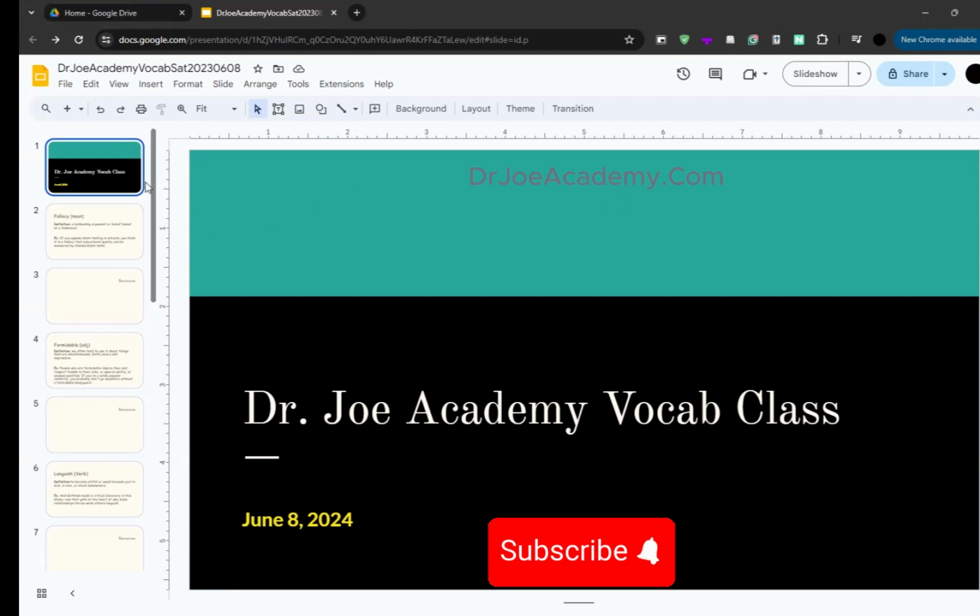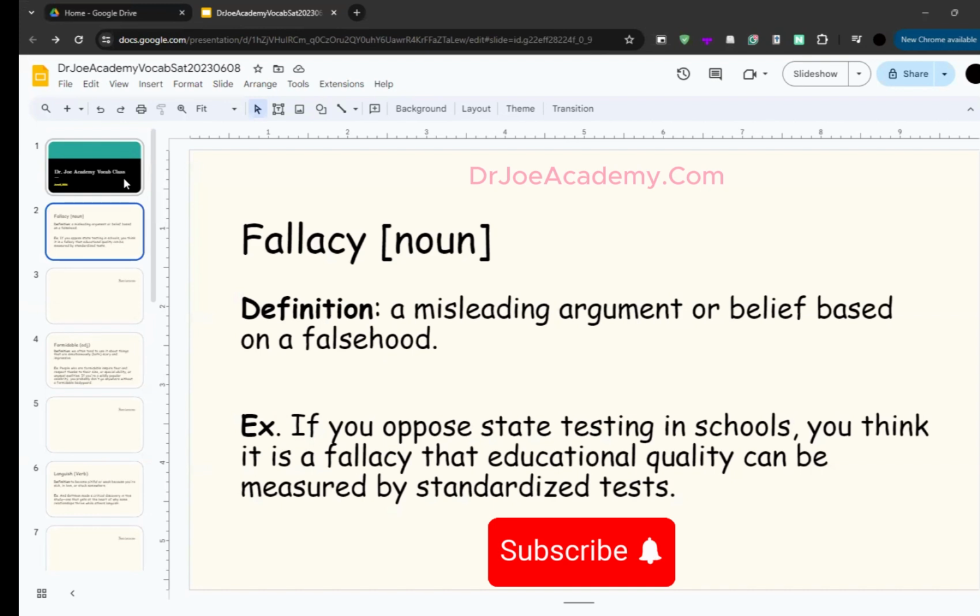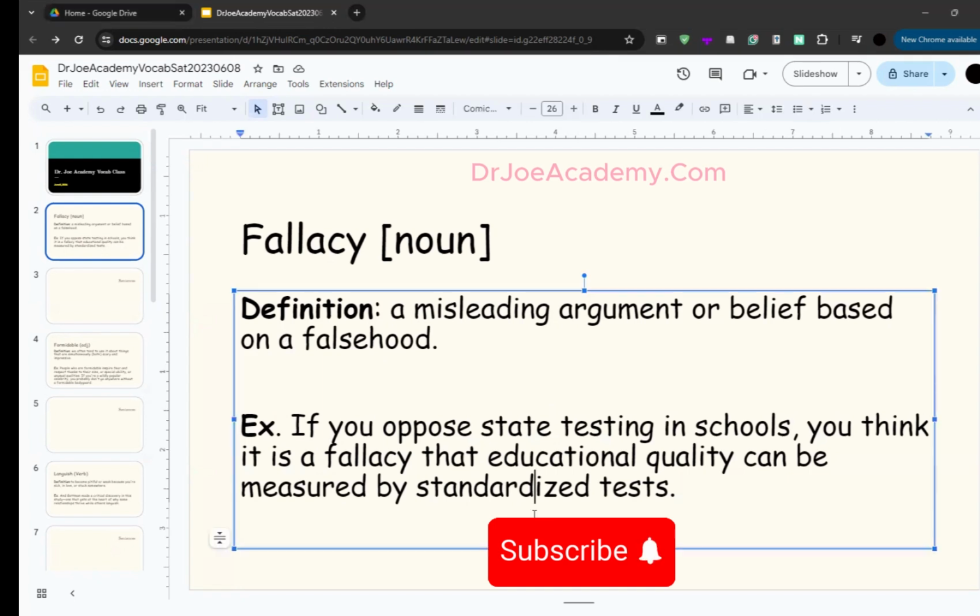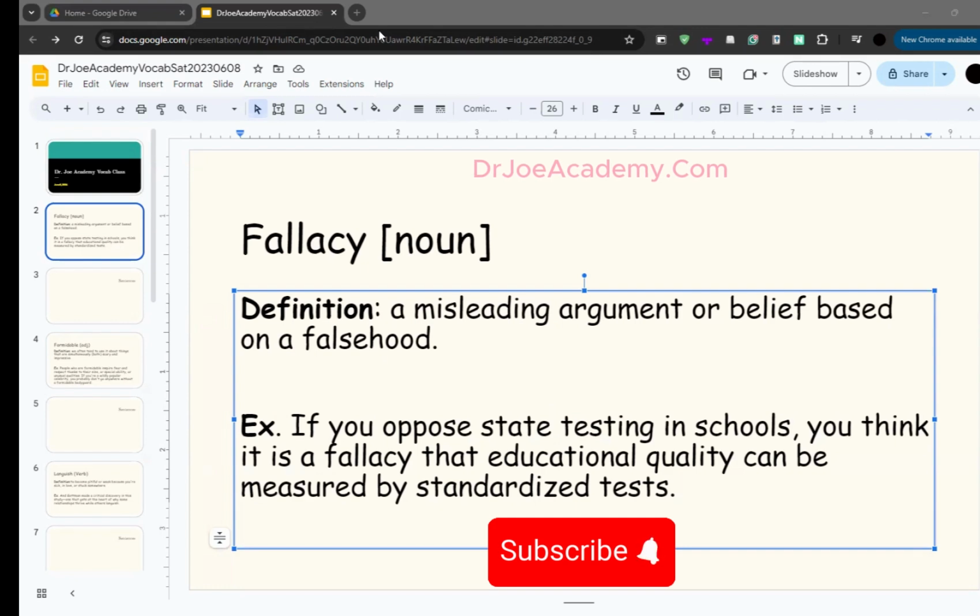So our first word that we're going to be focusing on is the word fallacy. The word fallacy is a noun and it is a type of argument or something that you would see in an argument. Eric, do you want to try reading the definition and the example for the word fallacy? Fallacy, noun. Definition, a misleading argument or belief based on falsehood. Example, if you oppose state testing in schools, you think it's a fallacy that educational quality can be measured by standardized tests.